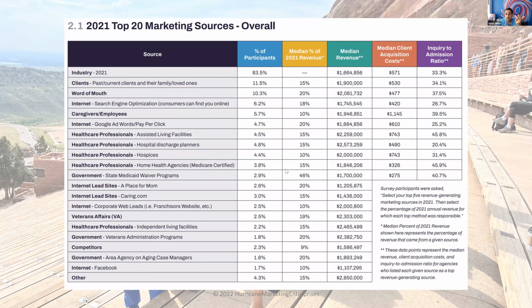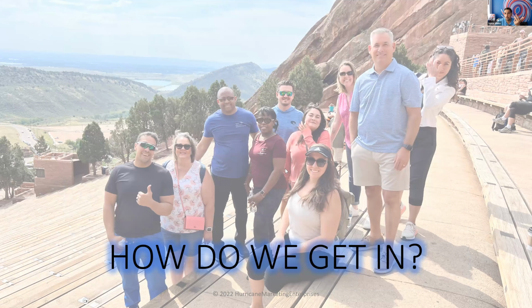The next question that comes up is, well, how am I going to get in there, right? Like, this makes sense. All right. So now I know. Skilled nursing facilities, hospitals, home health companies, hospice, assisted living, independent living facilities. This is all great, Steve. How do I get into these accounts?